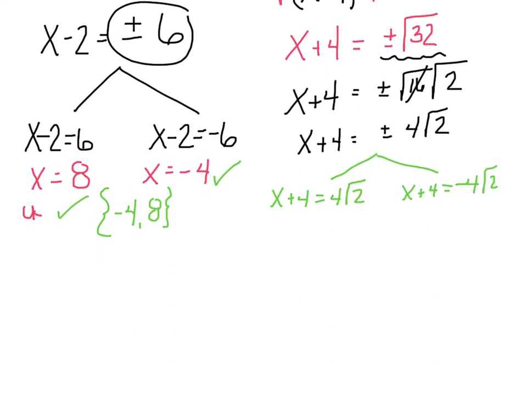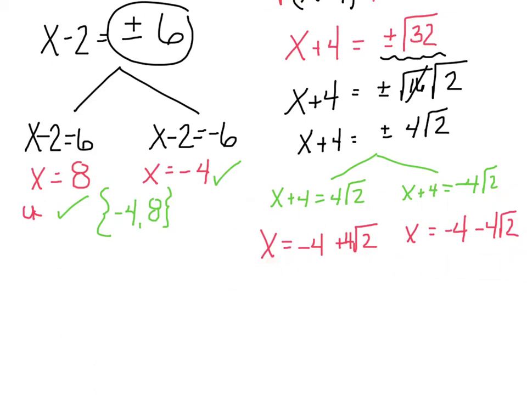Lastly, I'm just going to add that term over, and I'm going to say x equals negative 4 plus 4 radical 2. And x equals negative 4 minus 4 radical 2. All right, notice I can't add these together. They are not like terms. It's not like x and x. They both don't have radical 2. I have to leave them just the way they are.